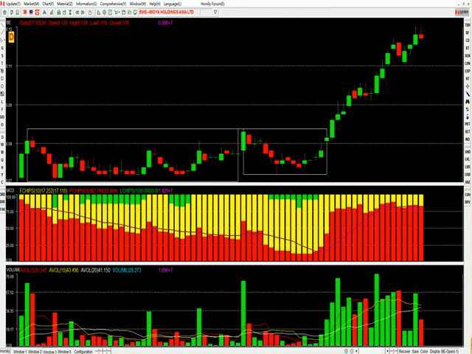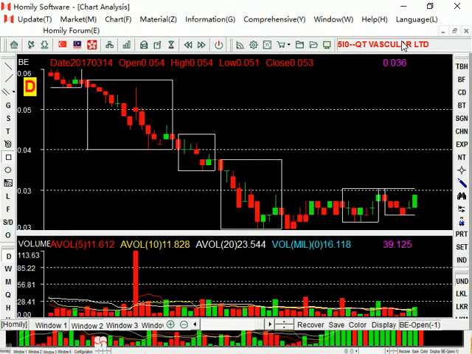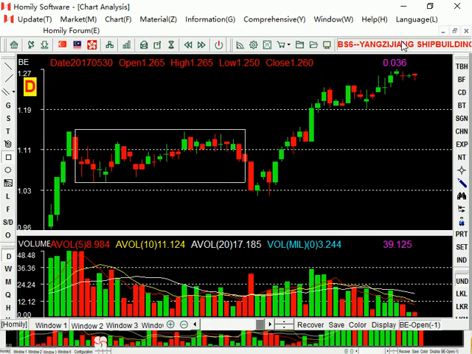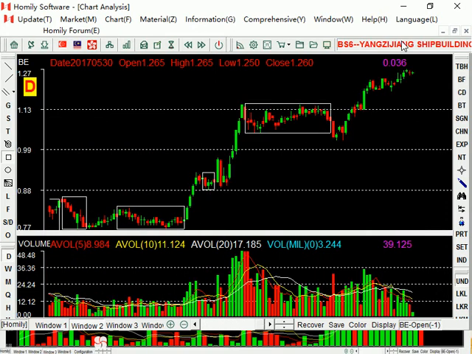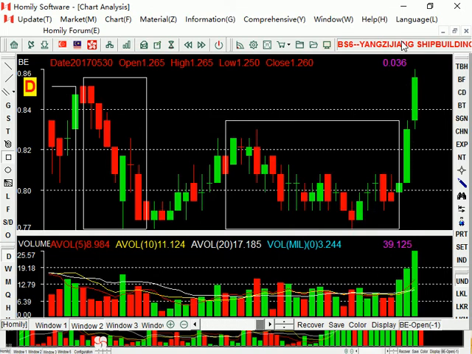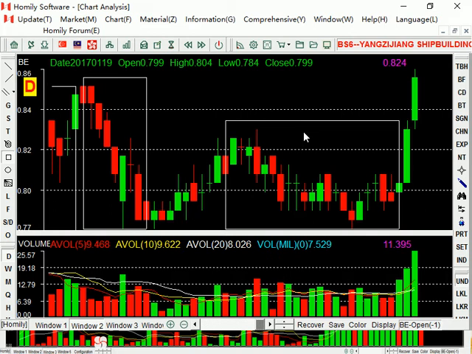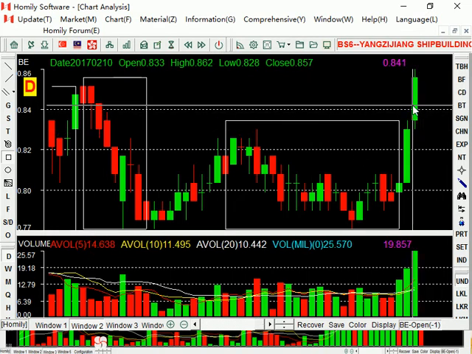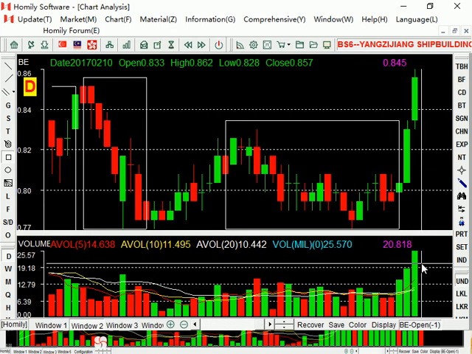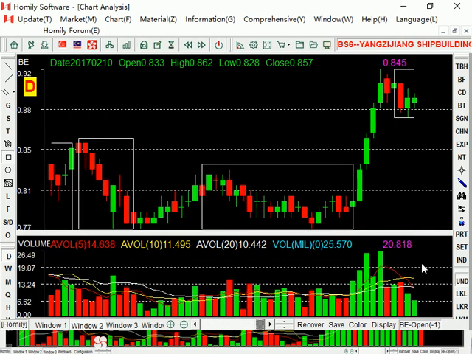This is the box, right? When to get in? Ask for the breakout on high volume. So this is the good chance to buy again, okay? So let's see some stocks. Then we see here. This is the box, right? After the breakout, should we buy or not? Should we get in or not? Yes, because we can see the price after the breakout of the box. Volume increases. Okay, we can catch some profit.